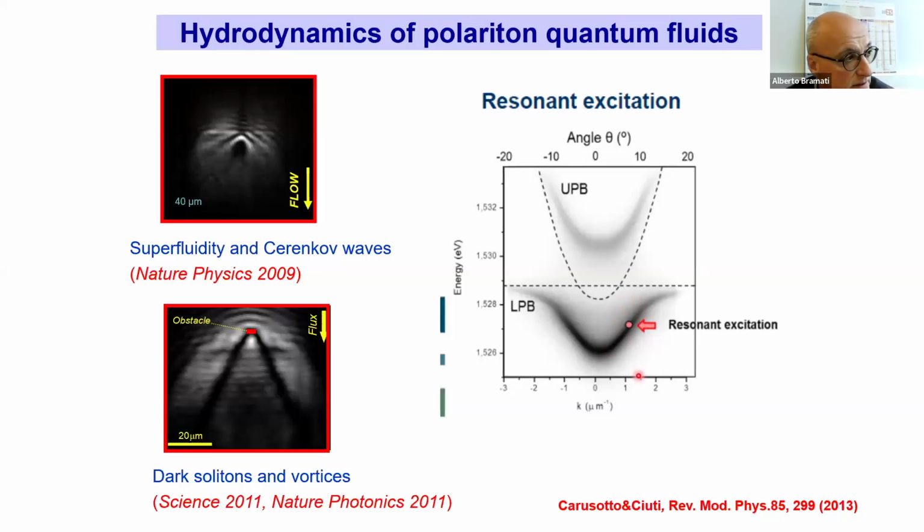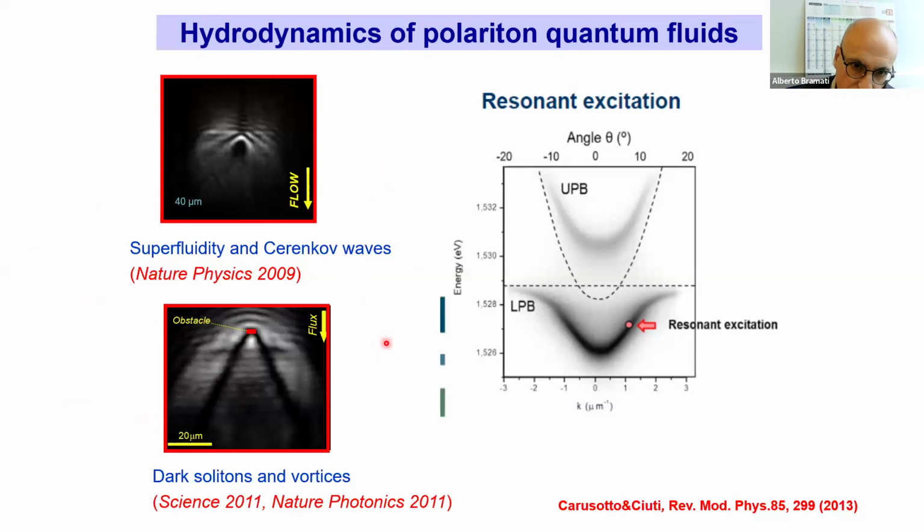We can also control the phase of the fluid, because the phase of the fluid in this resonant excitation is inherited from the laser phase. So we can imprint the phase of the laser on our polaritons. This is an interesting configuration, this resonant excitation, in order to study the quantum hydrodynamics of a polariton fluid. We used this configuration in the past to demonstrate superfluidity and Cherenkov waves, for example, and also the observation of dark solitons and quantized vortices in this system.